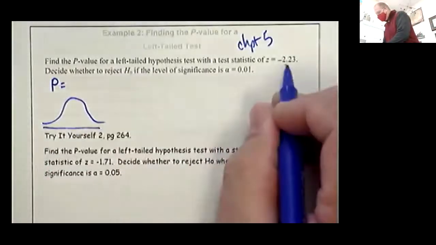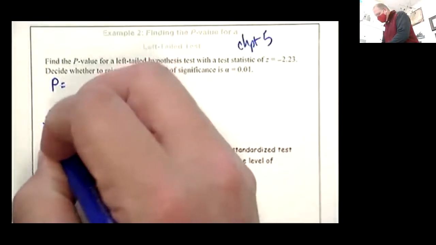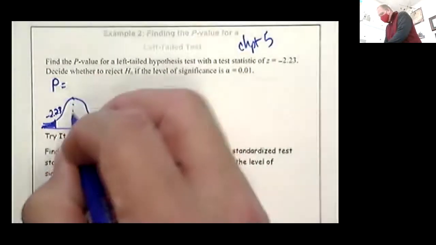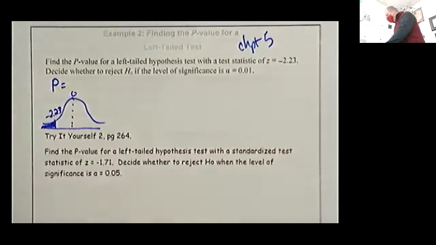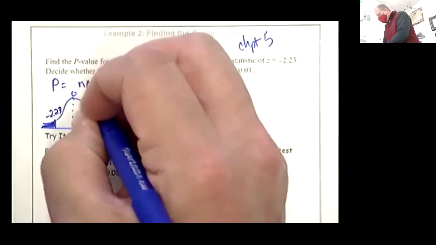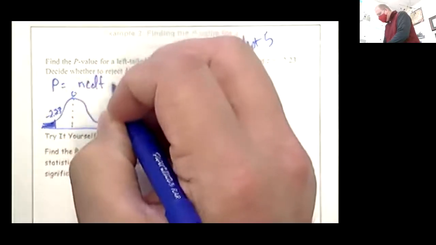So our z-score of -2.23, we know is over here to the left. And we're looking at the area to the left. That's going to help us then, remember the middle is always 0. That's going to help us find our area. And to do that, we're using normal cumulative distribution function, or CDF.